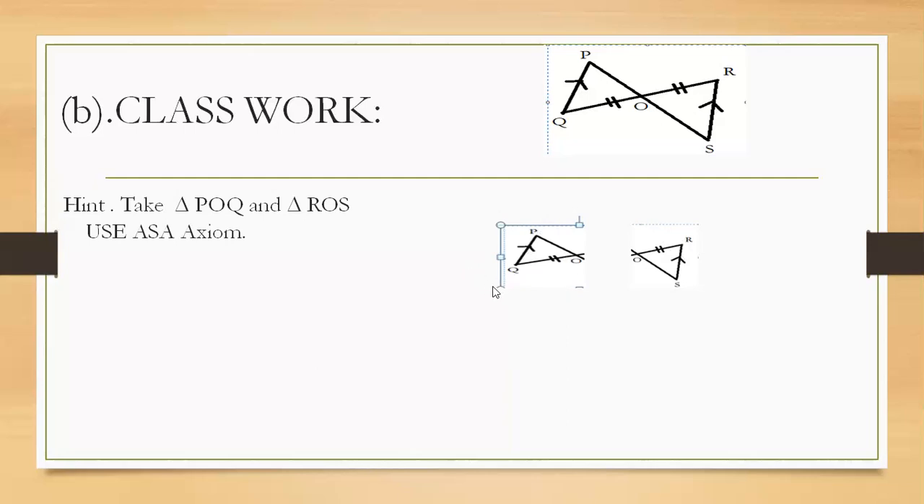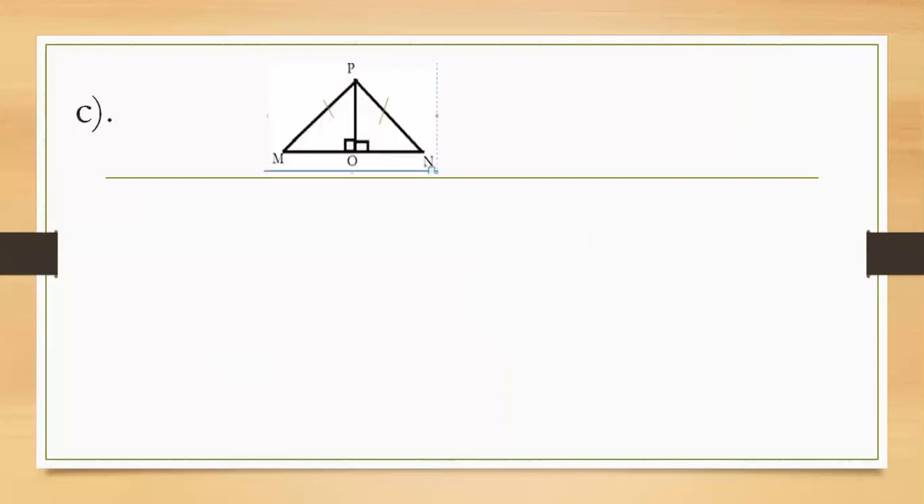And similarly, you can find out corresponding angles also. Look, these two sides are given equal, then its opposite angle is QPO, and its opposite angle is RSO. They are also corresponding angles. Like this, you can find out the corresponding sides and corresponding angles. Okay, I hope you have understood. Similarly, look at the next example.